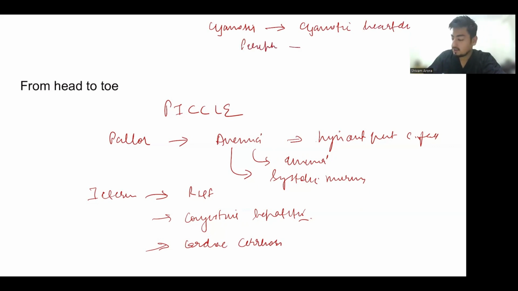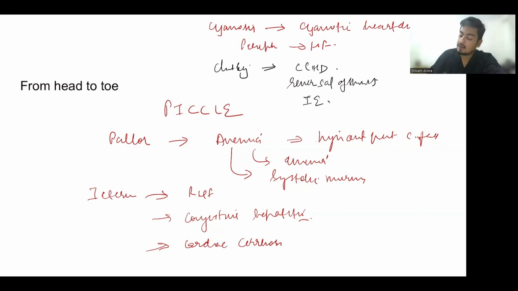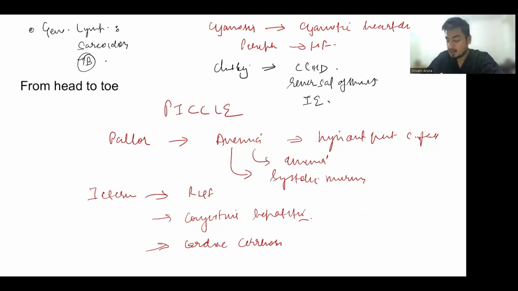Peripheral cyanosis can also be seen in heart failure. Okay. Clubbing. Clubbing can be there because of congenital cyanotic heart diseases or reversal of shunts in acyanotic diseases or because of infective endocarditis. Then generalized lymphadenopathy. Generalized lymphadenopathy is generally rare in cardiac disorders, but it can be seen in sarcoidosis or suppose someone having tubercular pericardial effusion or malignant pericardial effusion.